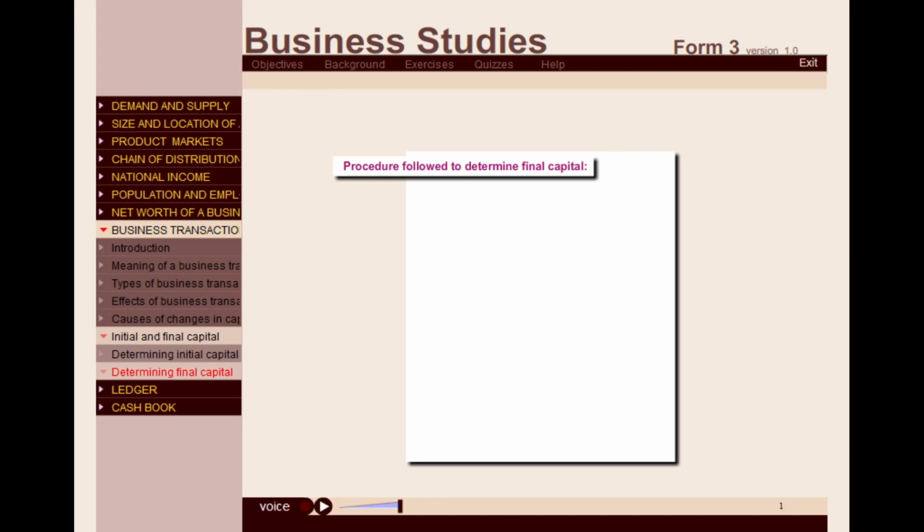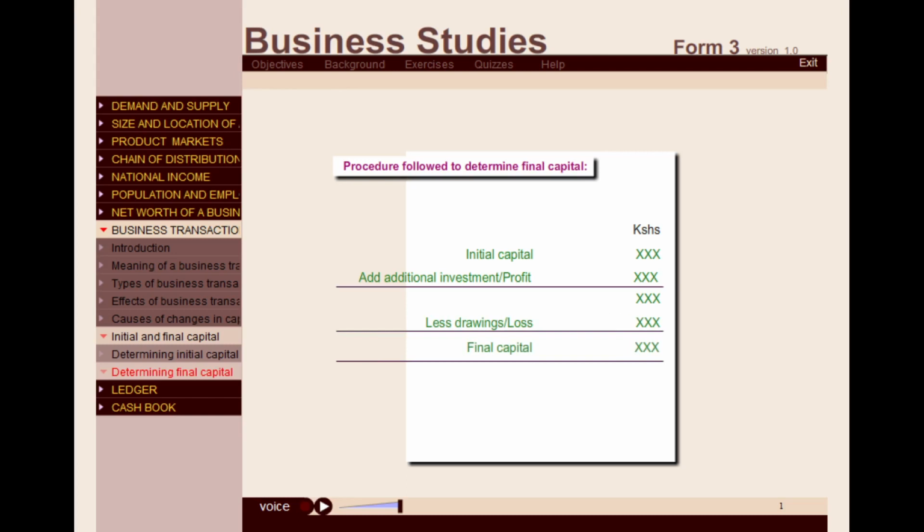Procedure followed to determine final capital. Initial capital, add additional investment or profit, less drawings or loss gives us final capital. FC is equal to IC plus P plus I minus D.